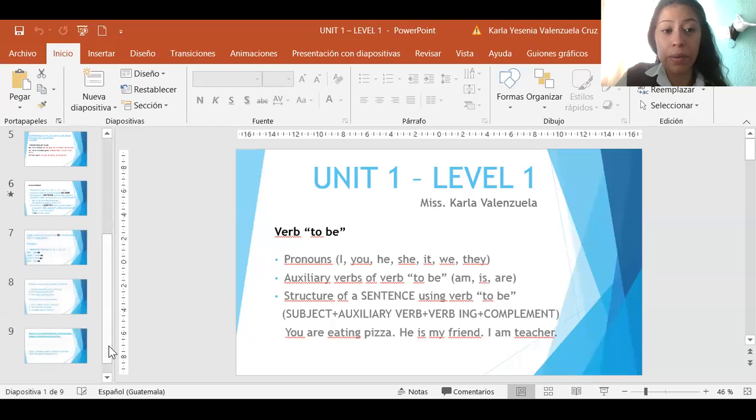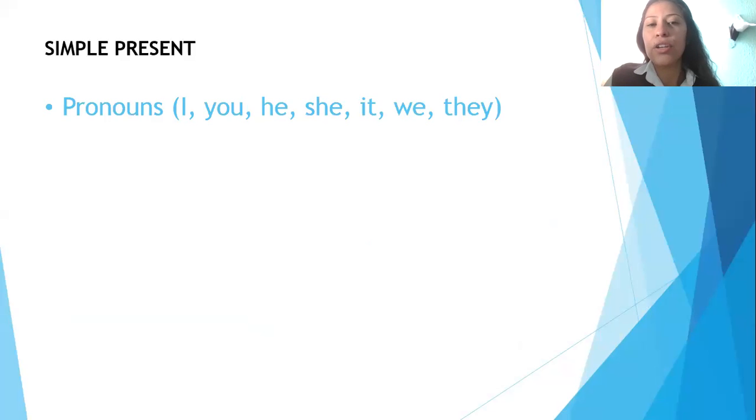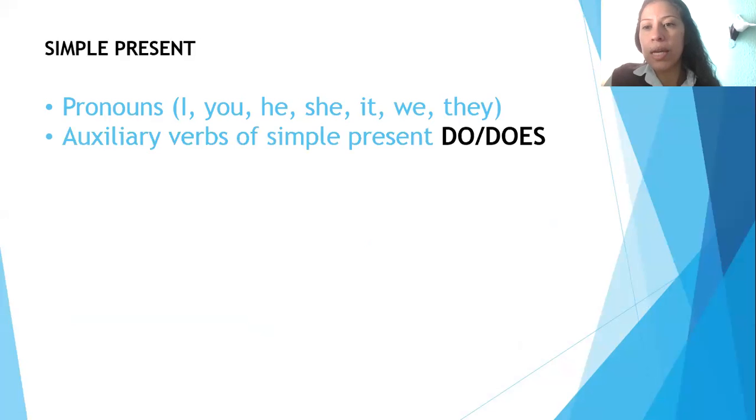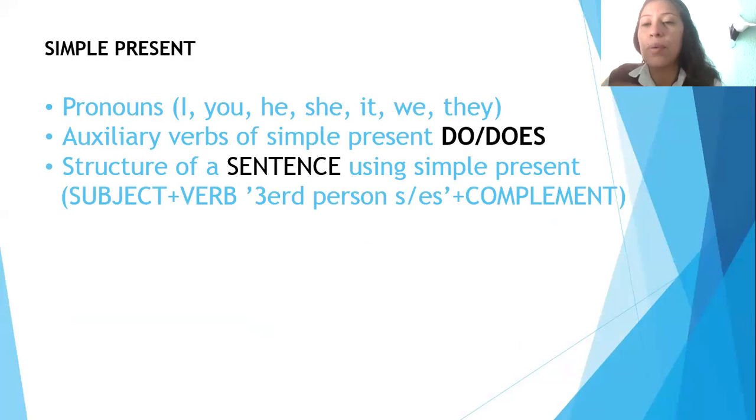Now, on the other hand, I'm going to start sharing my screen with you about the simple present structure. So we have pronouns, and you already know what the pronouns are: I, you, he, she, it, we, and they. Our auxiliary verbs are going to be do or does.